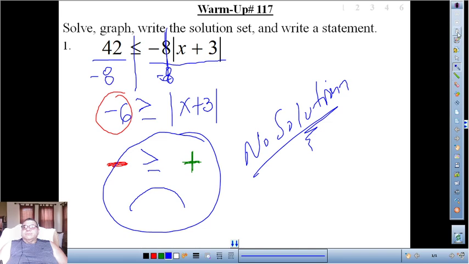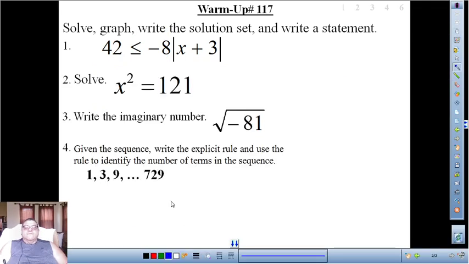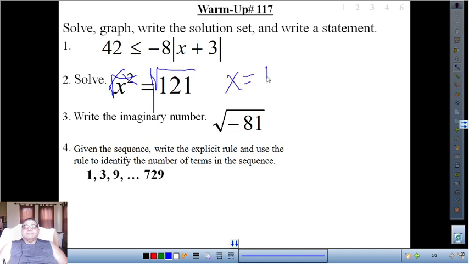All right, let's go to number 2. To solve, we need to isolate x. So we take the square root of this side, square root of that side. We end up with x equals plus or minus 11. Square root of 121 is 11. All right, let's go to number 3.